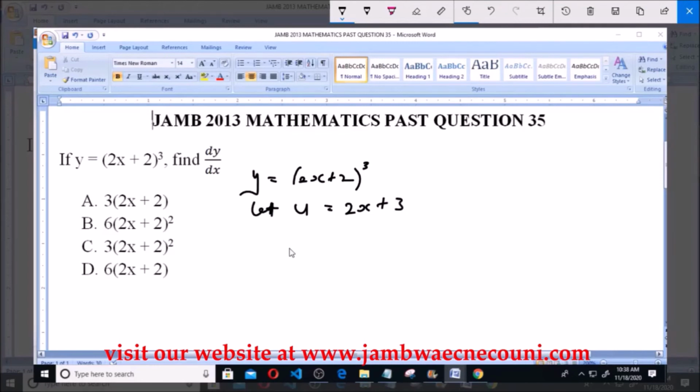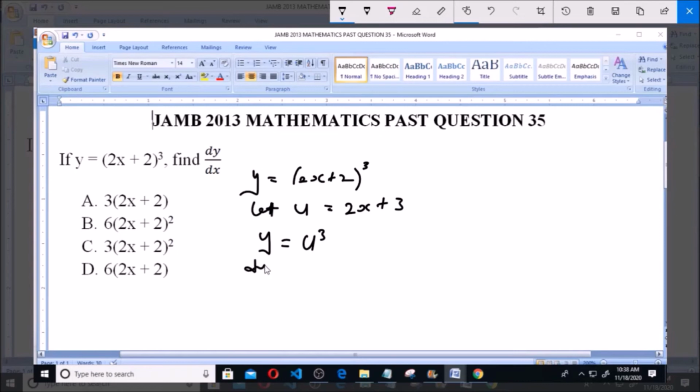So now we can say that y is equal to u raised to the power of 3. So dy/du is equal to 3u raised to the power of 2. Remember, when you have dy/dx of x raised to the power of n, that's equal to n times x raised to the power of n minus 1. So we have 3u, then 3 minus 1 gives us 2.